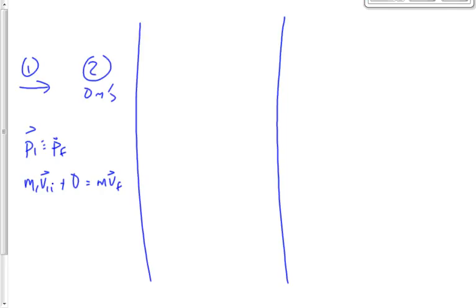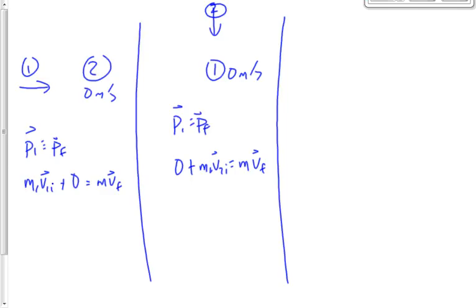Let's try another one. Let's say object 1 is at rest, object 2 is moving downwards from the top. We know how to analyze this one as well. It's pretty much the same thing as the first one was. PI is equal to PF. Well, this time, instead of saying M1 V1I plus 0, we're going to say 0 plus M2 V2I, because this time it's the other object that's at rest. It's object number 1 that's at rest instead of number 2. The final momentum is MVF, the combined mass times the final velocity.